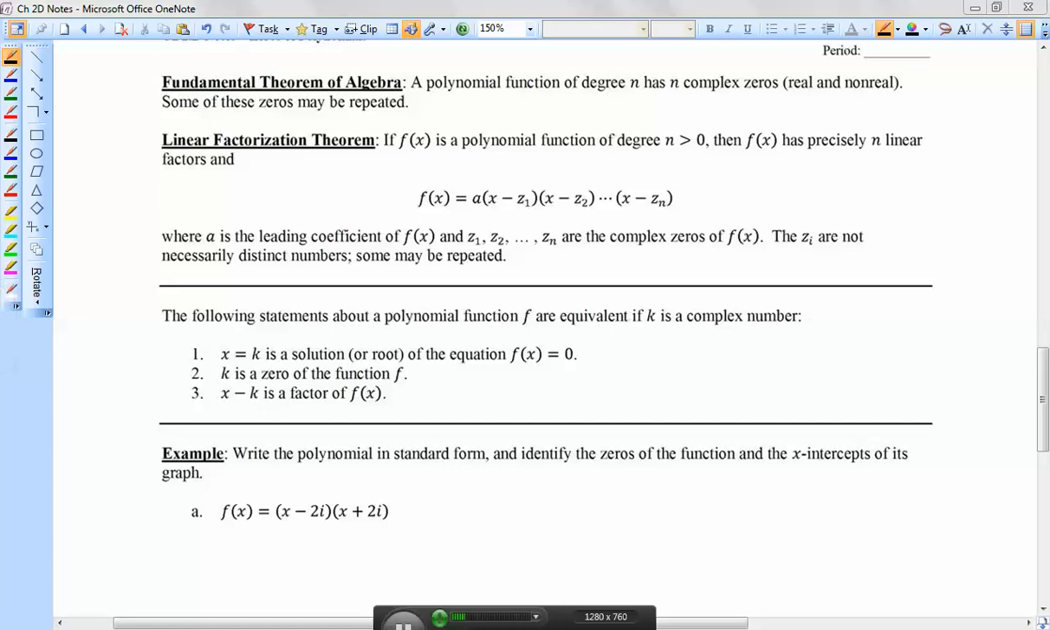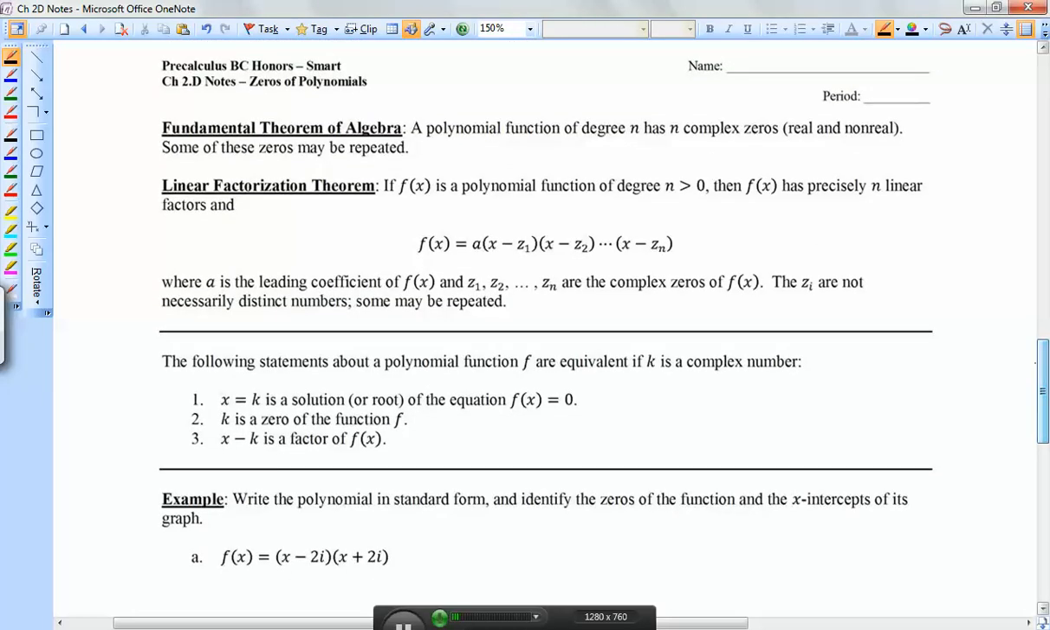All right, so I want to look at the back page of 2D. There are a couple of theorems here. One of them is called the fundamental theorem of algebra, and it says if you have a polynomial with degree n, then it has n complex zeros. And when I say complex, that includes real numbers and non-real numbers. So like 4 is real, 4 plus i is non-real, but they're both called complex numbers.